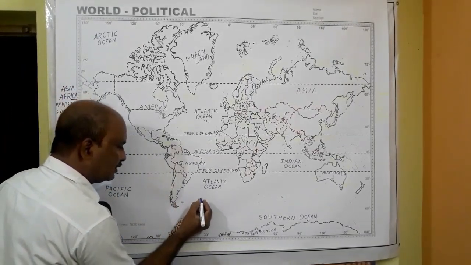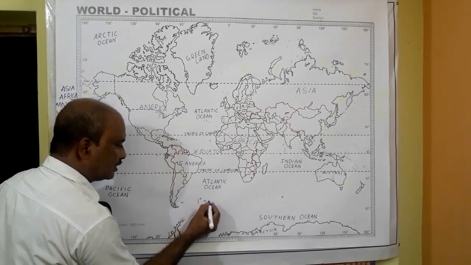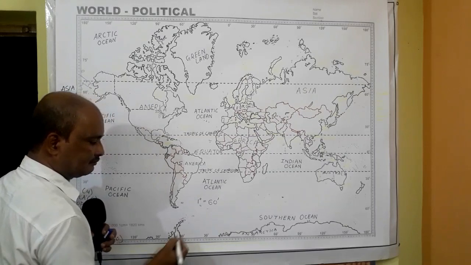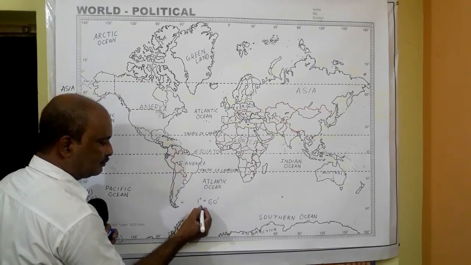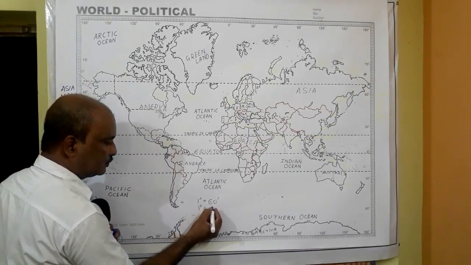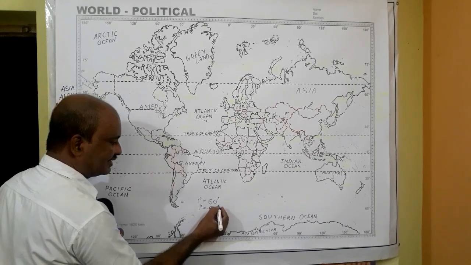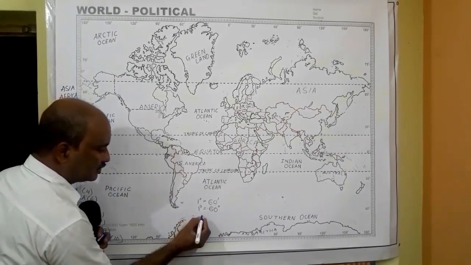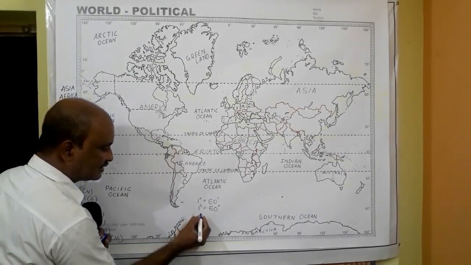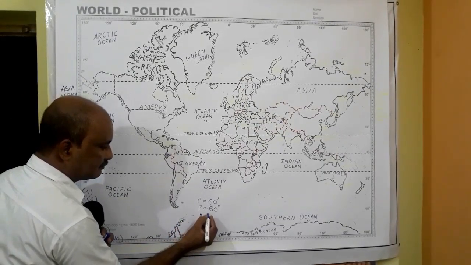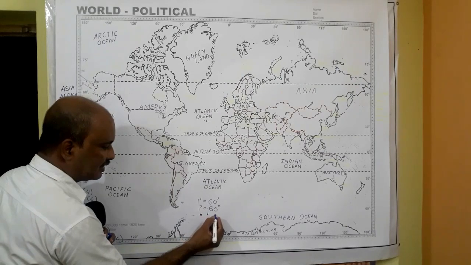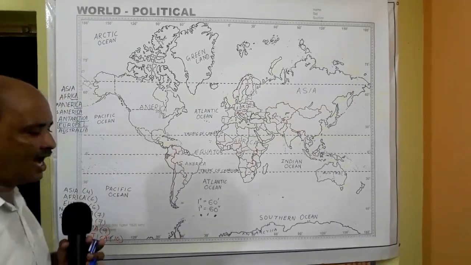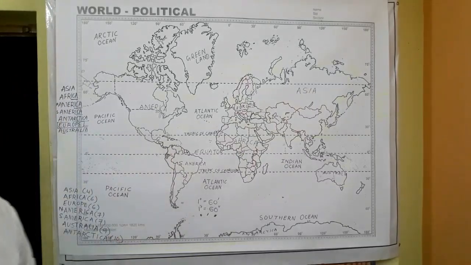1 degree equals 60 minutes and 1 minute equals 60 seconds. Okay, so now you have understood that this is the symbol of degree, then minutes, then this is seconds. So that is how you need to read henceforth.